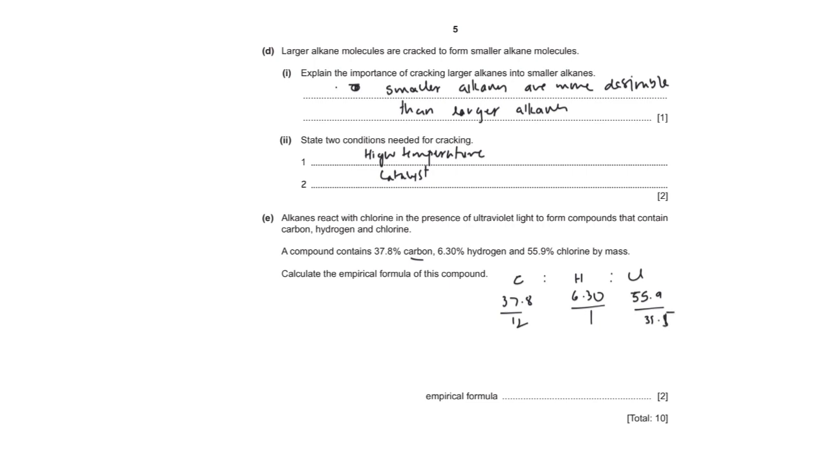And the answers would be 3.15, 6.30, and 1.57. Of the smallest value here, you have to divide all of them by the smallest value, which is 1.57. Because this is approximately 2, this is approximately 4, and this is 1. So the empirical formula would be C2H4Cl.